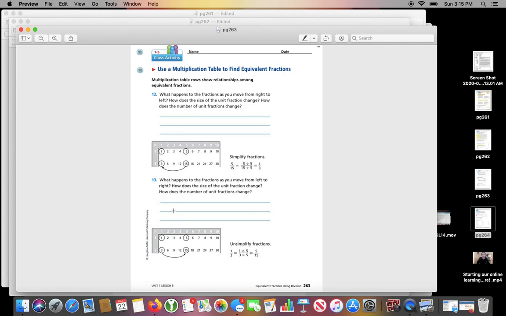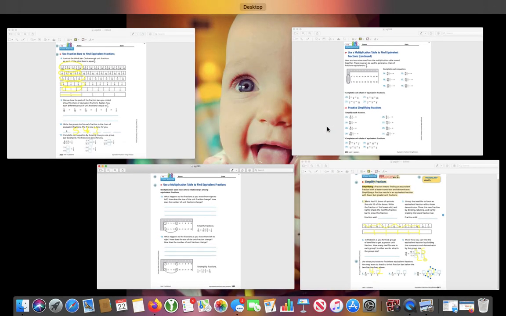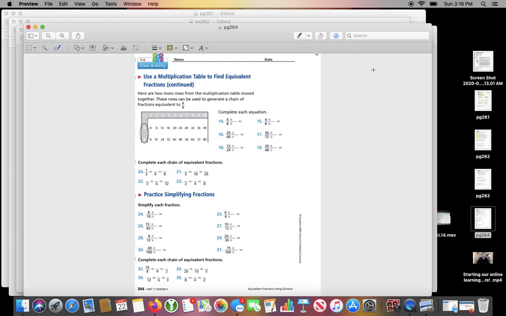And same, so if number 13, when I move from left to right, how does the fraction change? Well, the fraction stays the same. 1/3 is equivalent to 5/15. However, the unit fraction gets bigger. That's what it wants you to explain up here. All right, now look at page 264.